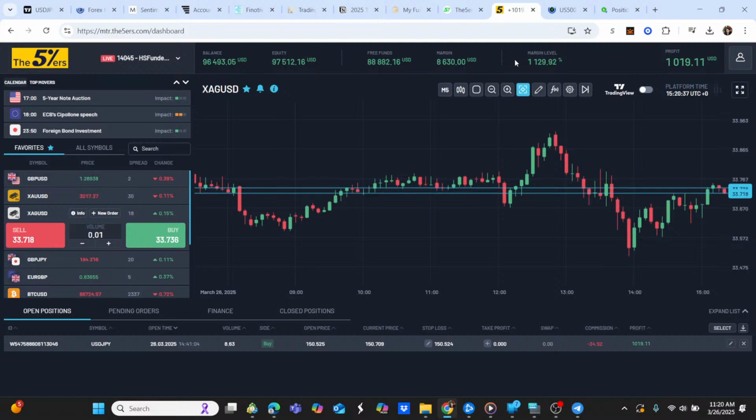Wait for this to load. While it's loading, let me go on here. So this one is up $1,000, but that's still not a good reason for me to close, personally, because I was risking 650. Doesn't make sense.